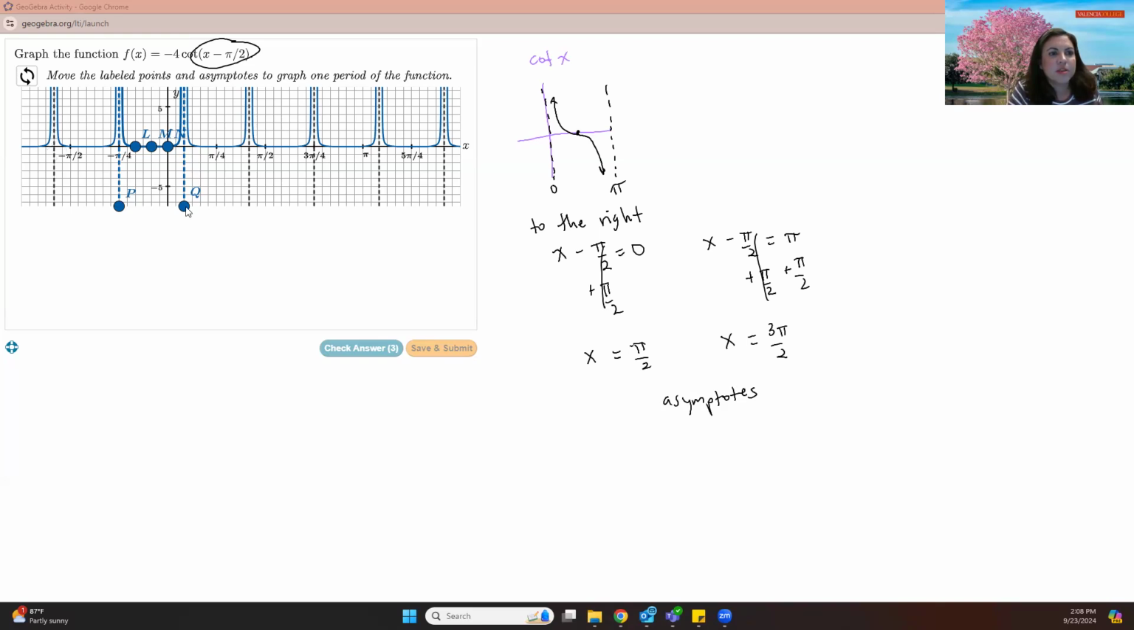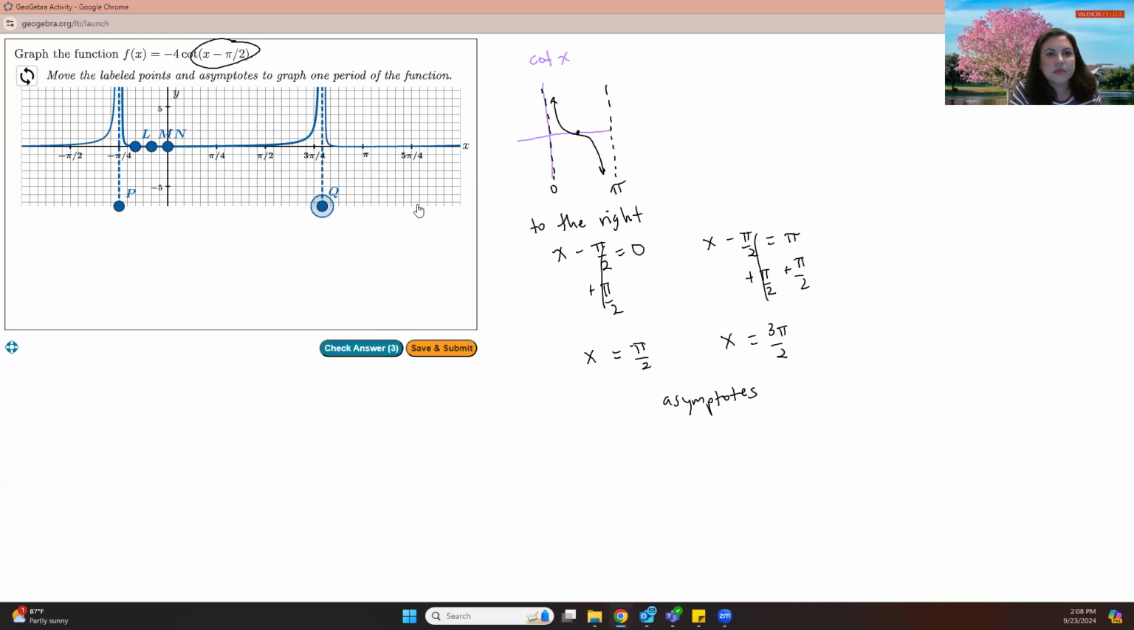I'm going to move these points over. And they don't have it marked, but 3 pi over 2 should be here. Here's pi over 2. And now my graph is already split up into these subintervals. So I'm going to move these points over. So it looks like I have m right in the middle at pi. And then just kind of move these over there.